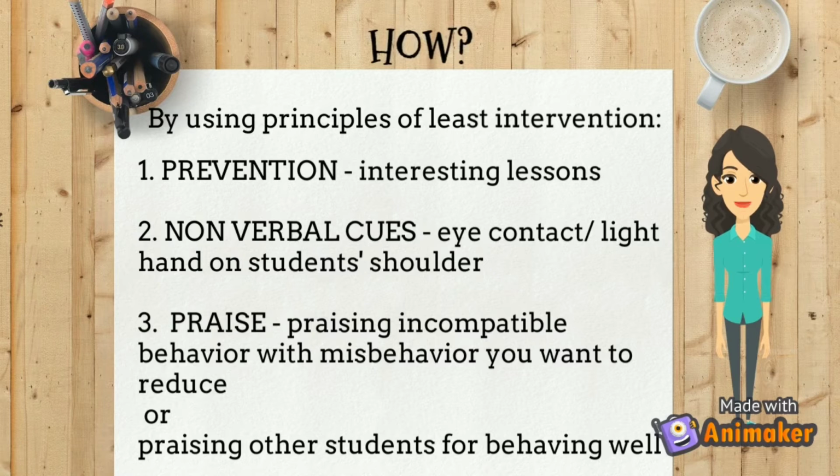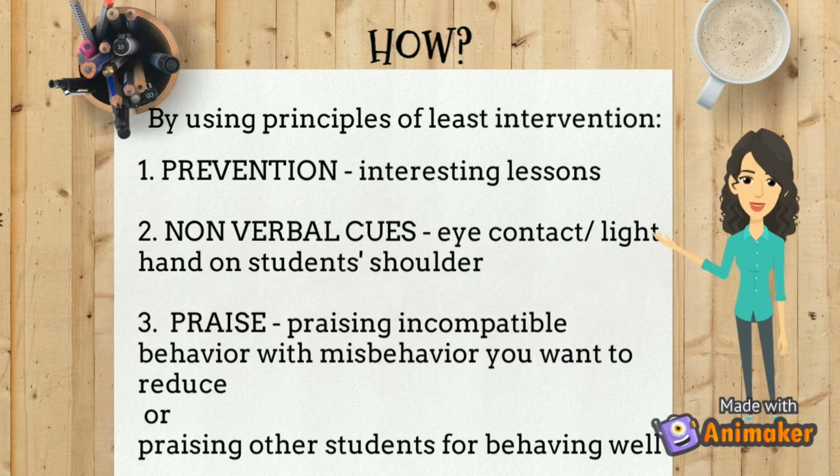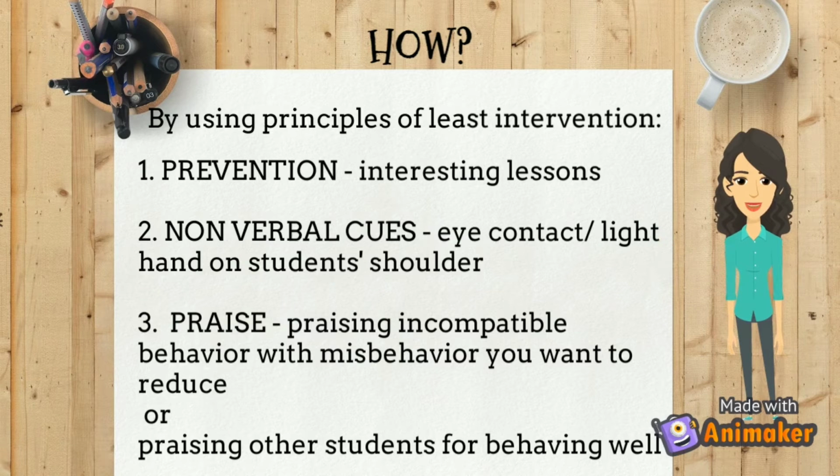The first one is prevention, in which teacher apply intensity lesson for student engagement. Second is non-verbal cue by using eye contact or light hand on student's shoulder as a cue that you know they are misbehaving. Third is praising the incompatible behavior with misbehavior you want to reduce or praising other students who behave well.